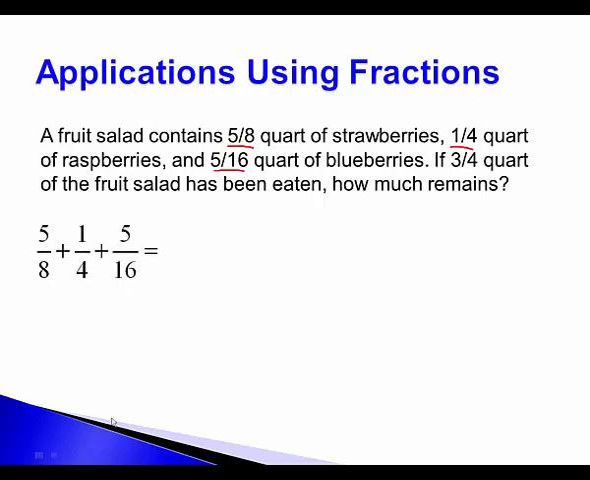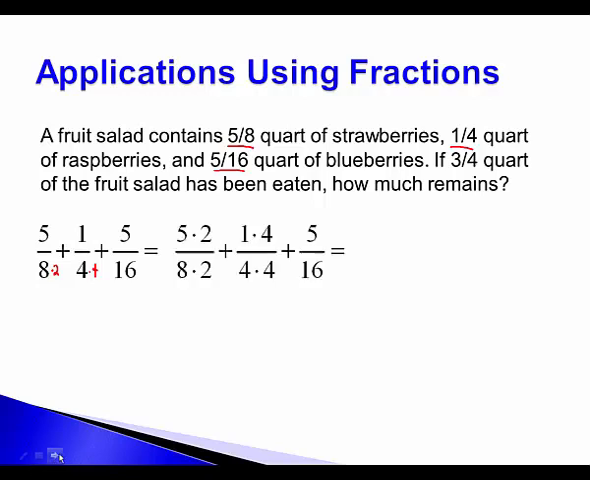When I do that, I have 5 over 8 plus 1 over 4 plus 5 over 16. I need to get a common denominator, and once again there are 3 of those items here, but you should be able to see what we can multiply by to arrive at a common denominator. If I multiplied this one by 2 and this one by 4, all of them would be 16s, and so that would be a common denominator, and then I would be able to add.